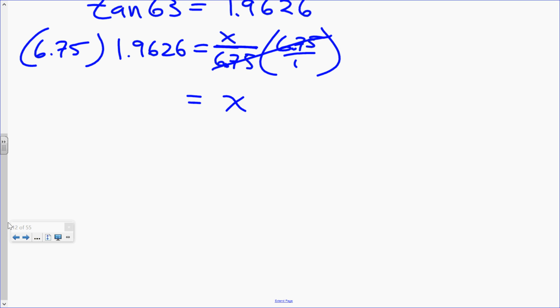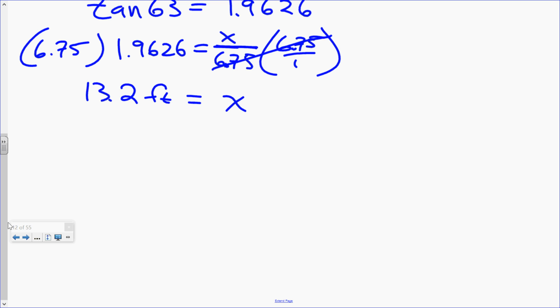Just type that in your calculator. 6.75 times 1.9626. Round to the nearest tenth. Can someone do that for me? 6.75 times 1.9626. Hit it. Tumbleweeds. Crickets. 13.24. One more? 13.24. Okay, so I'm going to go just to the nearest tenth, 13.2.